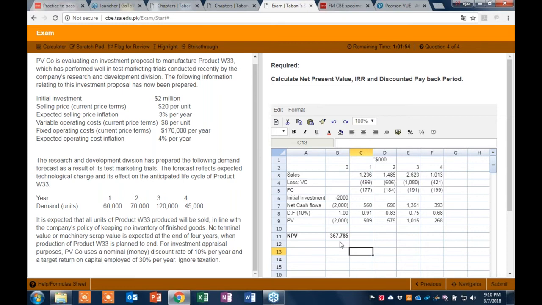The return on capital employed at the moment had nothing to do with us. If we have to calculate the NPV, or IRR, or discounted payback period, in all these three things, we had nothing to do with the return on capital employed.